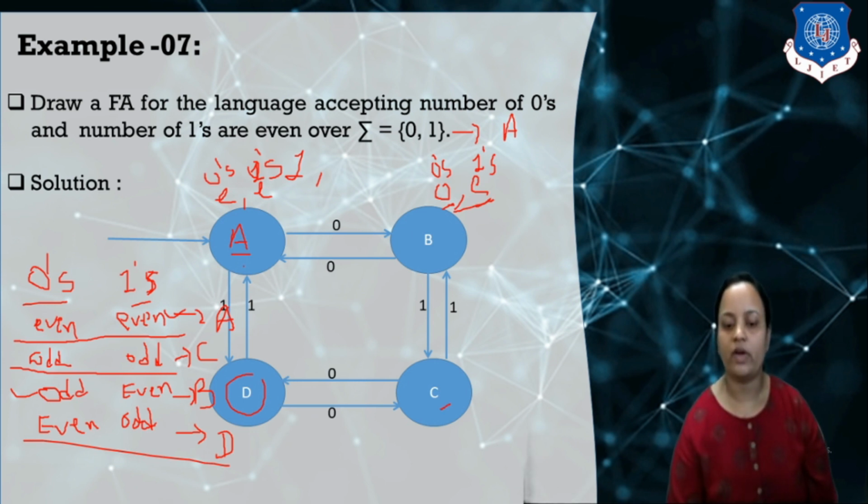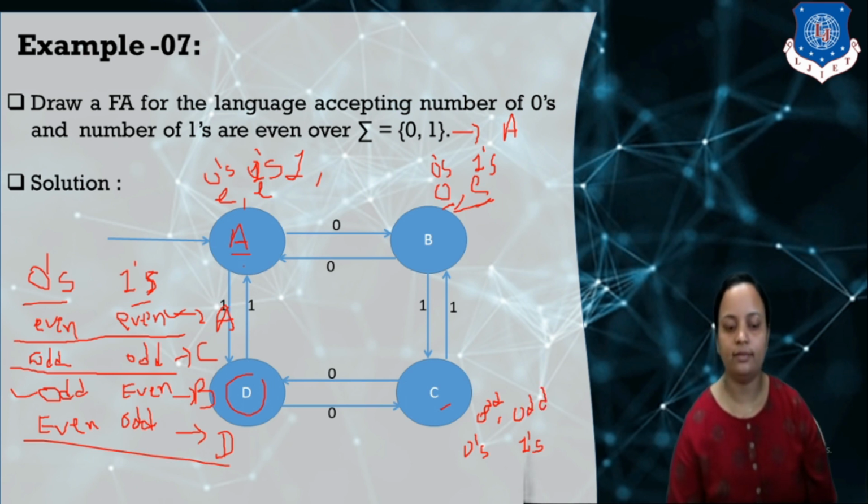C. So whenever the combination is odd, number of zeros and number of ones, odd combination, O for odd, we have to make C a final state.